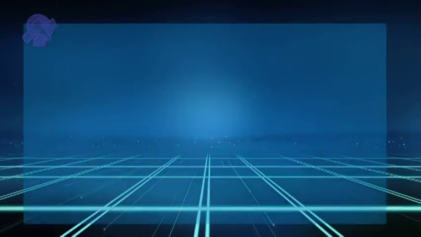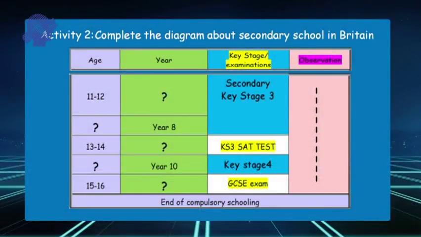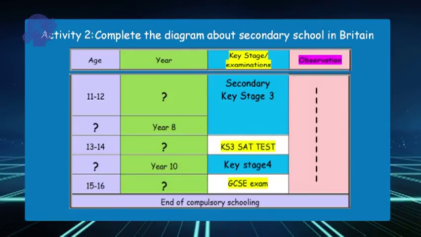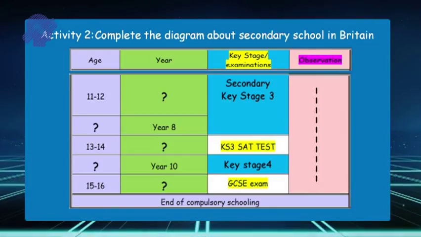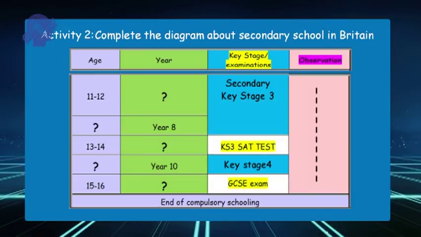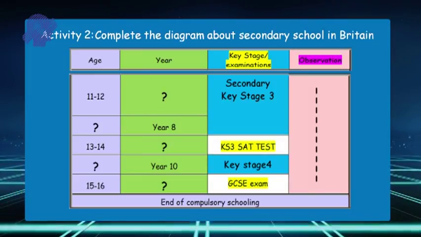Here it's about secondary schools, all right? Remember, children spend 6 years in primary school, and when they are 11 years old, in year 6, they have to move to middle school or secondary school. So here in the diagram we have missing information. We have some information missing in the age column, the years column is the same thing, and in the observation column a word is missing. So here you just have to complete them.